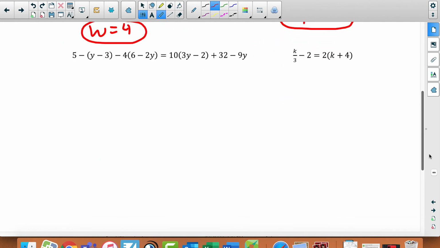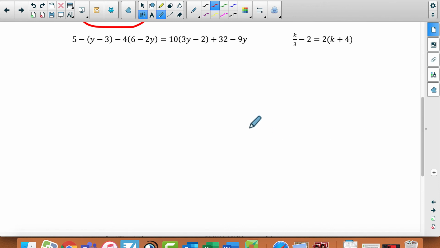Alright, whoa, look at the size of this thing. Can we even answer this? I don't know if I can do it. Let's be confident. Let's go for it. So the first thing we want to do is get rid of brackets. So we definitely have some brackets here and some brackets here.